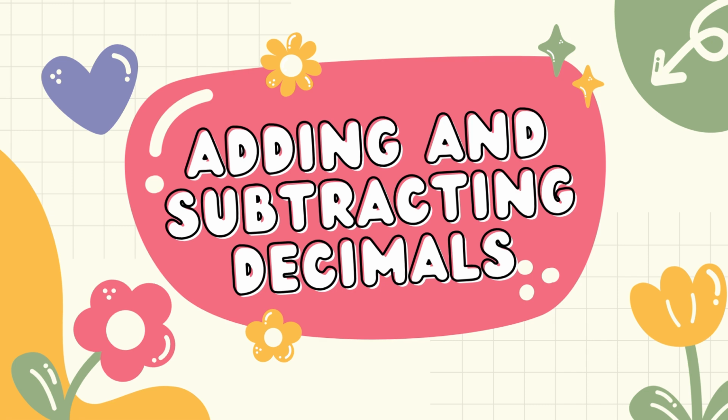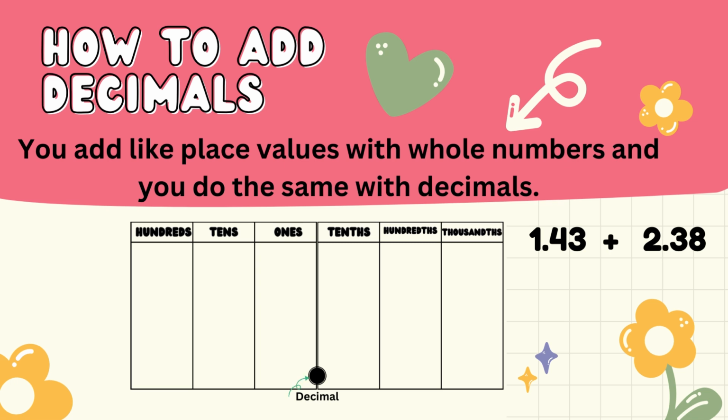Adding and subtracting decimals. How to add decimals. You add like place values with whole numbers, and you do the same with decimals. So I'm going to line up my ones, which is the 1 and the 2. Then I'm going to line up my tenths, which is the 4 and the 3. And then I'm going to line up my hundredths, which is the 3 and the 8. I'm lining it up by the place value.